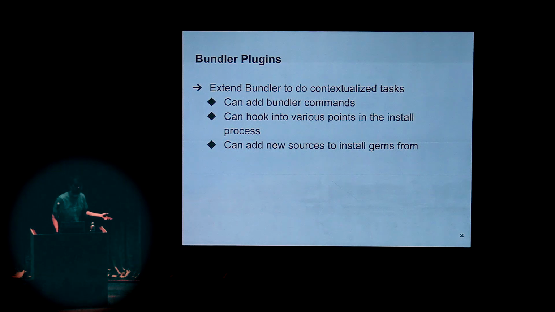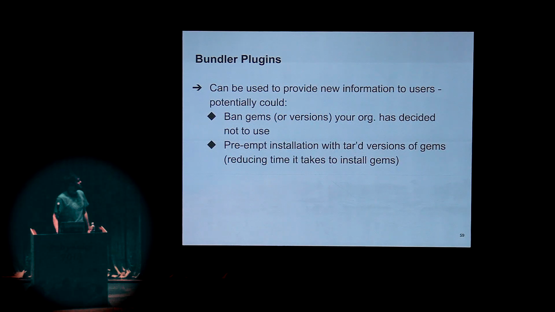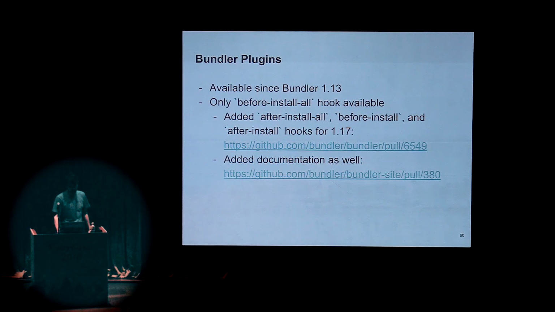Bundler plugins are a great example of how to extend things to contextualize error handling and other things. With bundler plugins, you can add bundler commands like bundle console, can hook into various points in the install process, and can add new sources to install gems from, like Mercurial or SVN or something. You can use it to provide new information to users. So like maybe you ban gems in an organization. Instead of actually letting them install that gem, you can say like, hey, we actually don't want you to do this. Or preempt installation with third versions so you can make things faster and more productive for people.